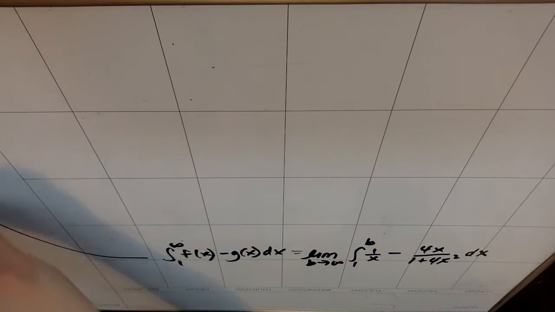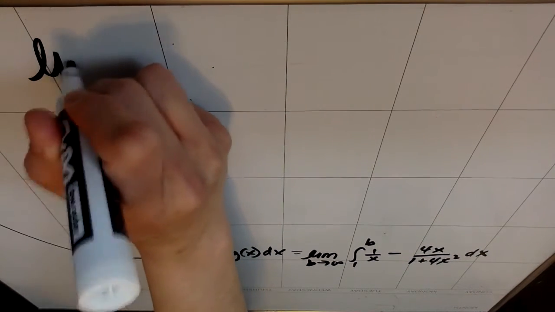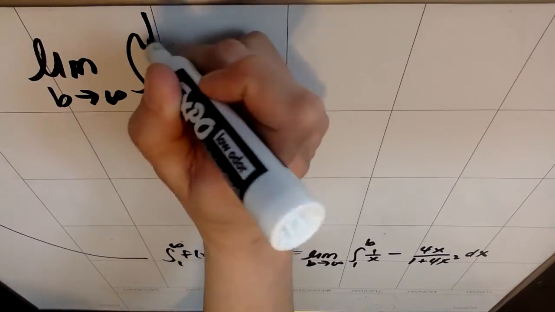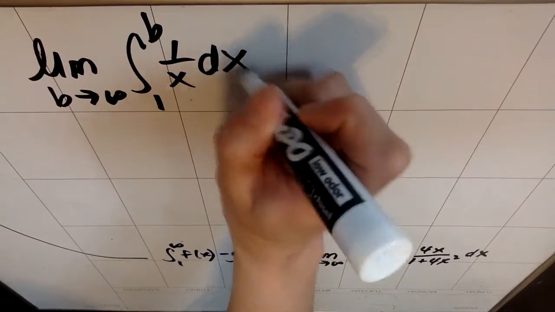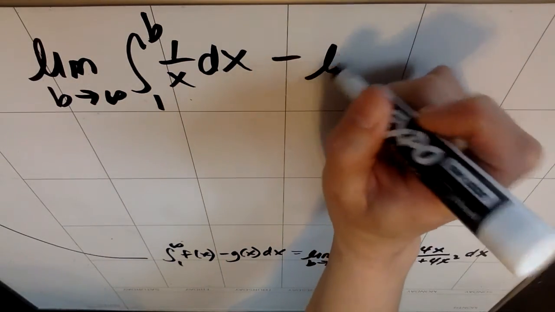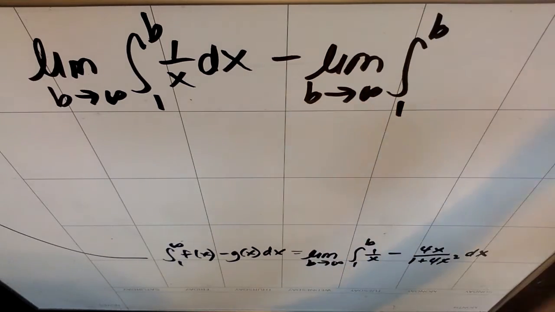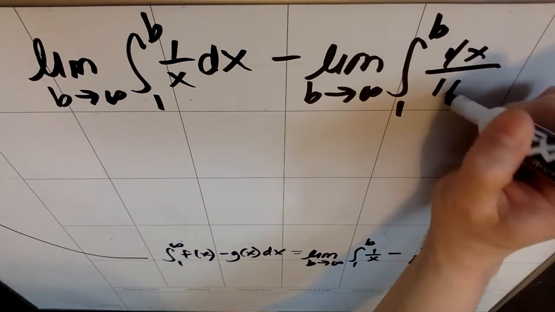So if you need to do it, you can split this into two separate integrals, right? The limit as b approaches infinity of the integral from 1 to b of 1 over x dx, which is just going to be a natural log, minus the limit as b approaches infinity of the integral from 1 to b of 4x over 1 plus 4x squared.